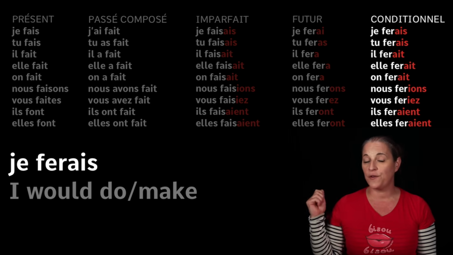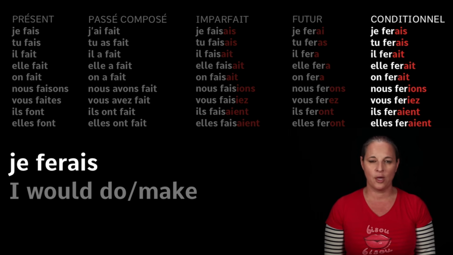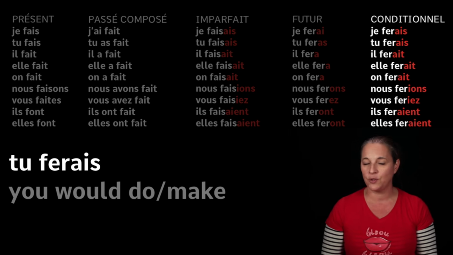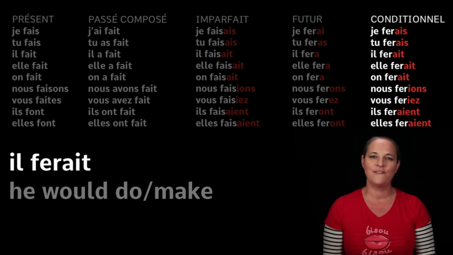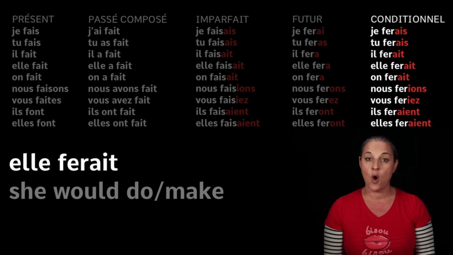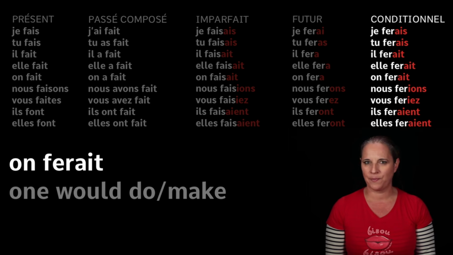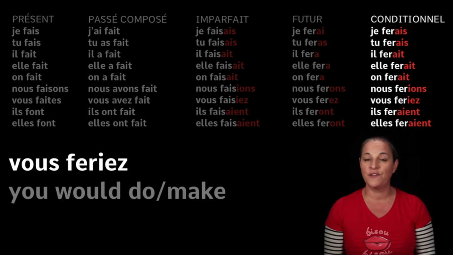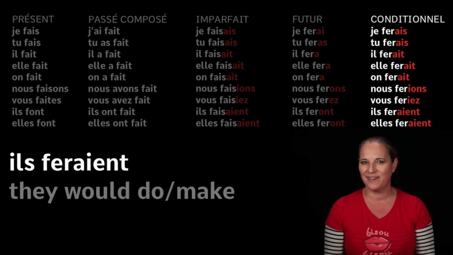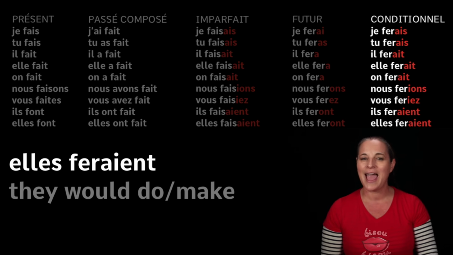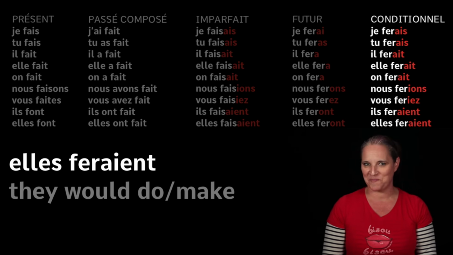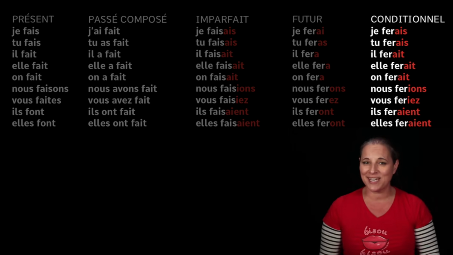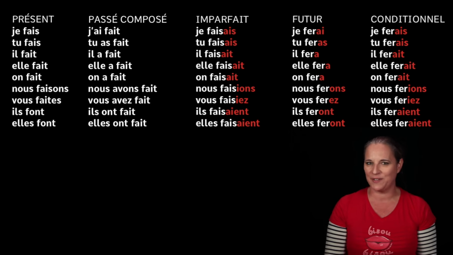So, je ferais, I would do. Tu ferais, you would do. Il ferait. Elle ferait. On ferait. Nous ferions. Vous feriez. Ils feraient. Elles feraient. Right, okay, we've conjugated the verb in 5 different tenses.